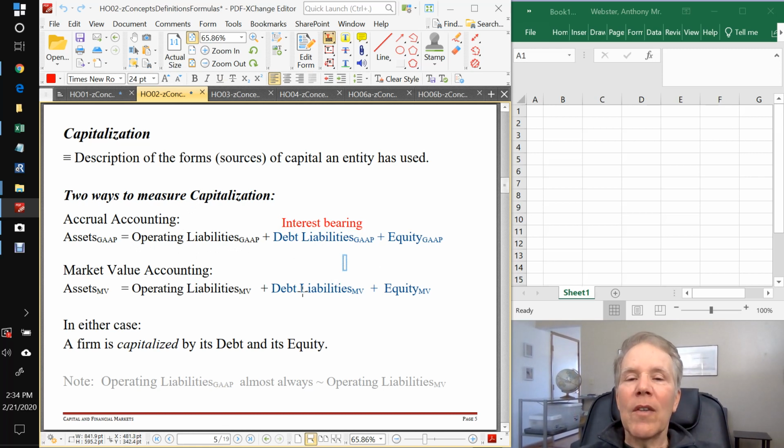And the difference between these 2, which we've come back to several times during the semester, is that we can measure these things based on GAAP accounting, or we can measure them based on market value. And particularly, there's a big difference between equity GAAP and equity market value. Liability is pretty much GAAP. They're very close to market value. The big difference is between equity GAAP and equity market value. And we say in either case, a firm is capitalized by its debt and its equity.